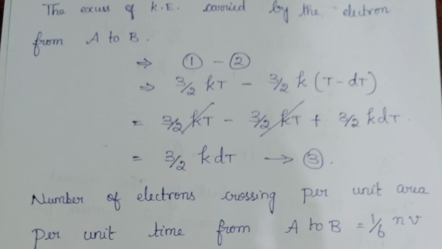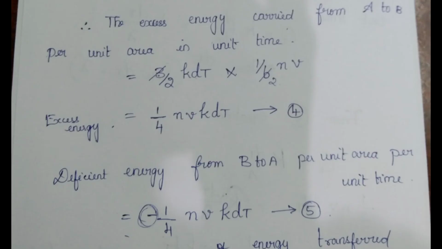Now coming to another expression, the number of electrons crossing per unit area per unit time from A to B. This is 1 divided by 6 n v, where n is the number of electrons in the material and v is the velocity of those electrons. After computing the excess kinetic energy, we compute the excess energy expression, which is the product of the excess kinetic energy and the number of crossing electrons. On solving, we get the expression 1 divided by 4 n v k dT, which forms the fourth equation, the excess energy equation.